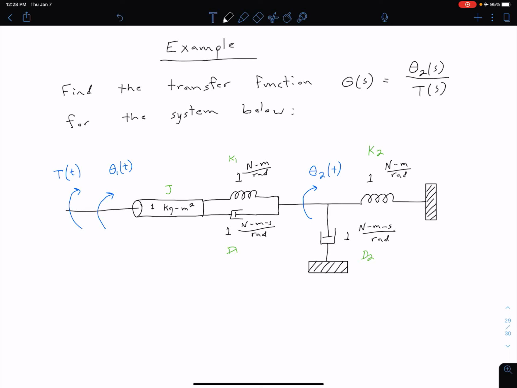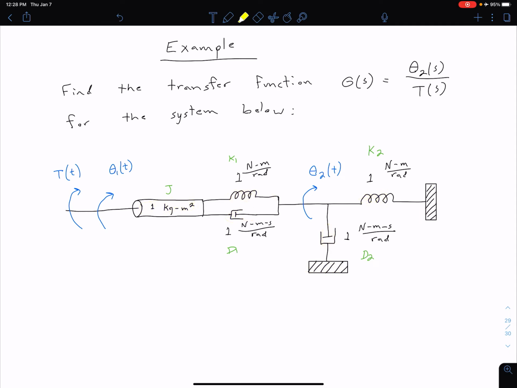Now let's take a look at an example so we can see how to use those generalized equations from our previous video. So here we want to find the transfer function, which is theta 2 over T, for the system shown below. And notice in this system we have an inertia, a couple springs, a couple viscous dampers, and then a couple fixed points indicated by these blocks with dashed lines in them.